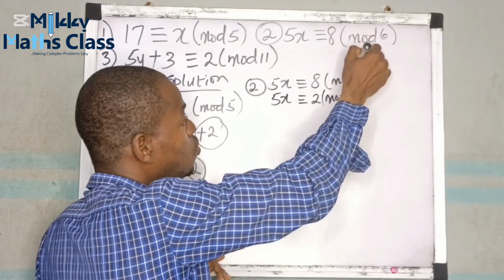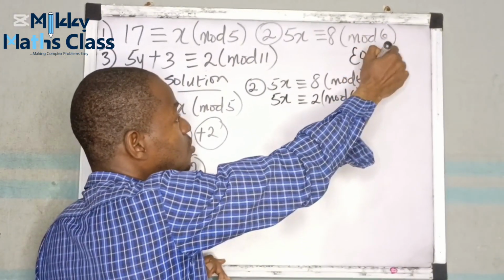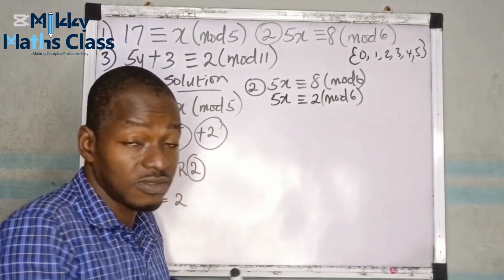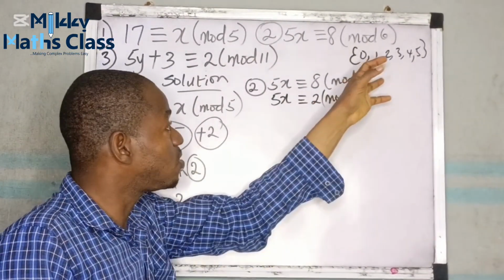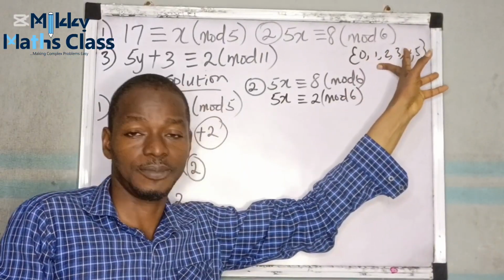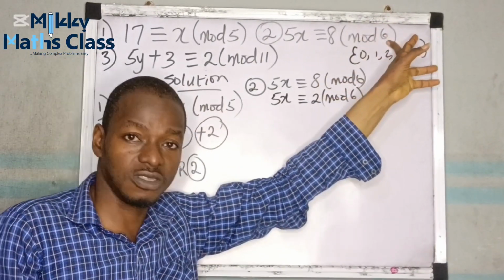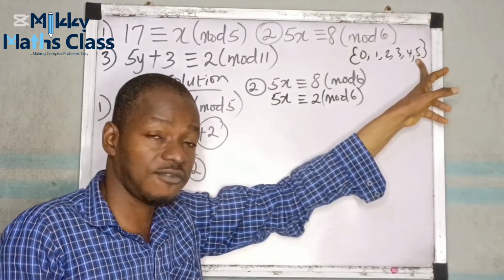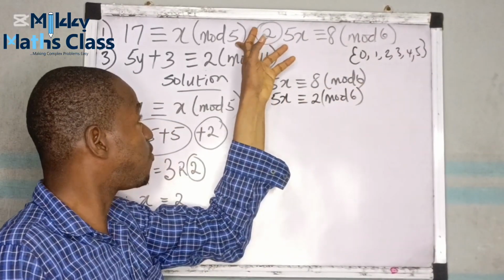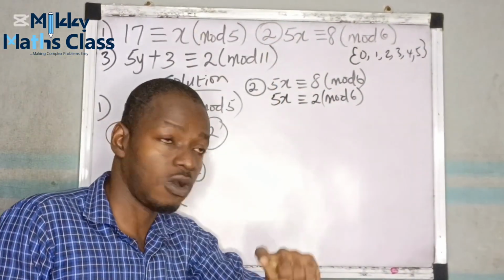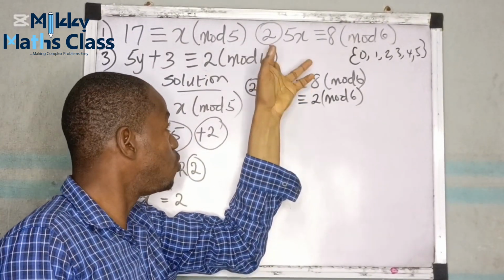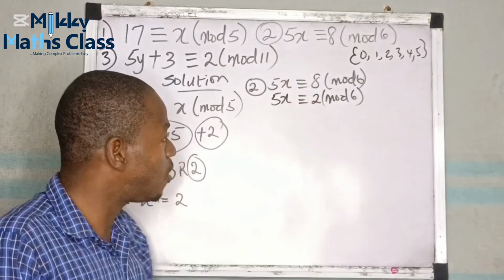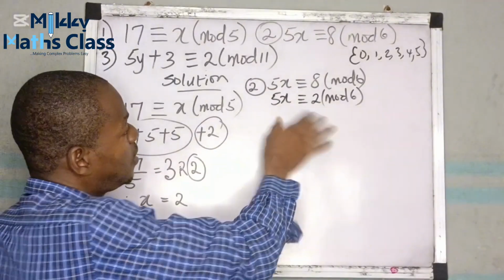The residue in modulo 6 is 0, 1, 2, 3, 4, and 5. What it simply means in layman terms is what we have as a remainder when I divide a number by 6. I cannot have 6. The highest remainder I can have is 5. Same thing in modulo 5, the highest remainder I can have is 4. And lastly, modulo 11, the highest remainder or the highest residue is 10. All right, so having identified that, let's work.